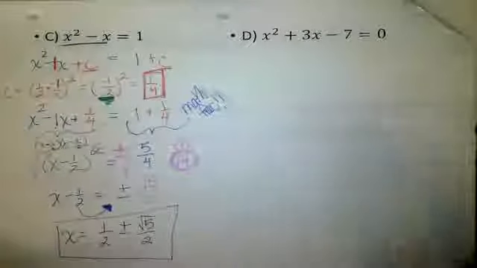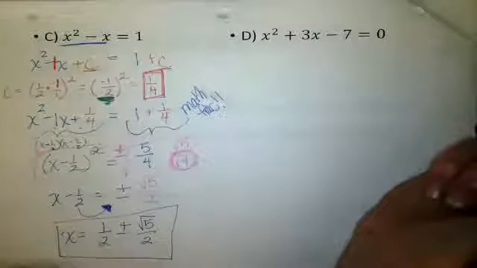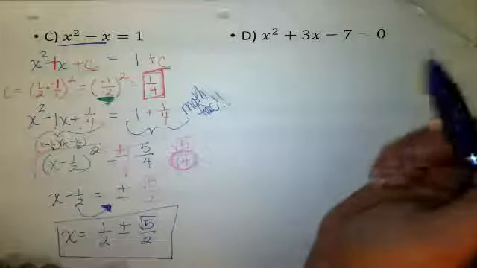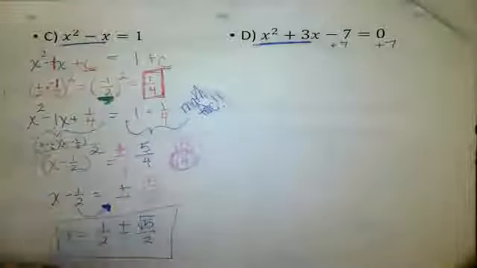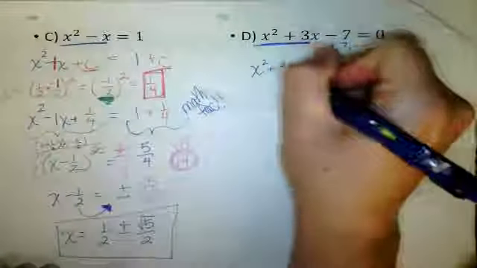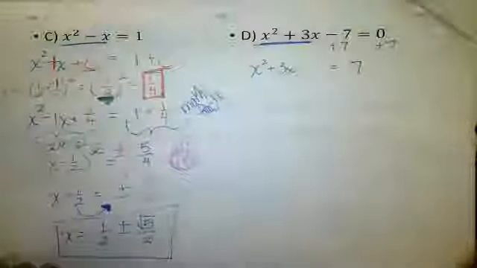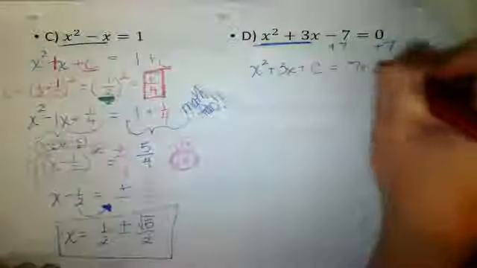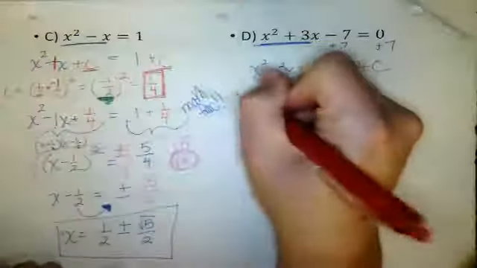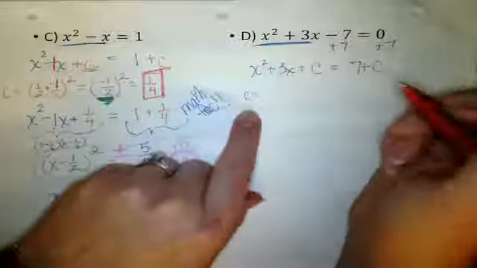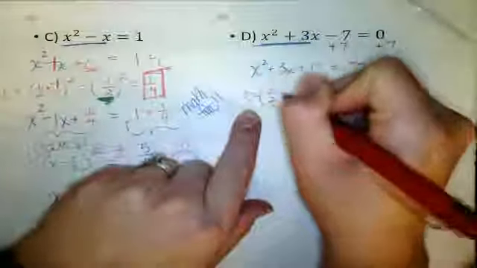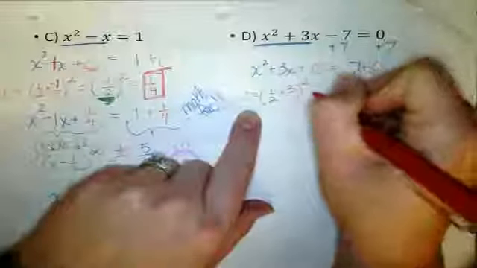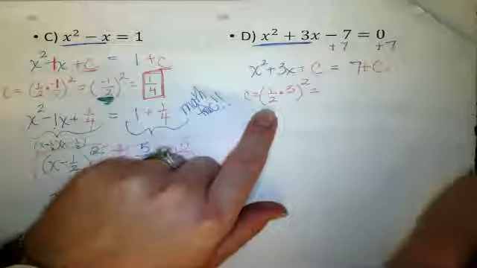All right, last one, ladies and gentlemen. What's our very first step? Add 7. Isolate your x squared and x term, and to do that, we need to add 7. So x squared plus 3x equals 7, and then we can add some c values in. I need to figure out what that value is. How do we find c? One half of 3. Half of 3 quantity squared.